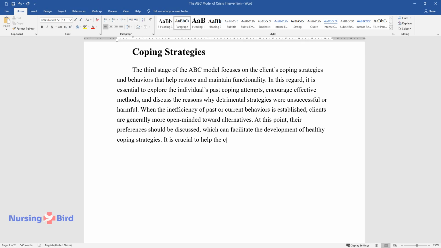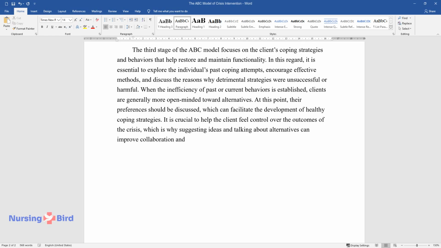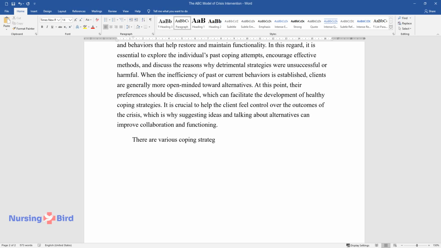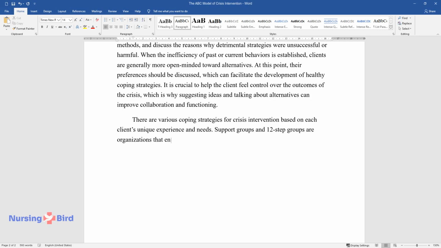It is crucial to help the client feel control over the outcomes of the crisis, which is why suggesting ideas and talking about alternatives can improve collaboration and functioning. There are various coping strategies for crisis intervention based on each client's unique experience and needs. Support groups and 12-step groups are organizations that encourage development and facilitate recovery.